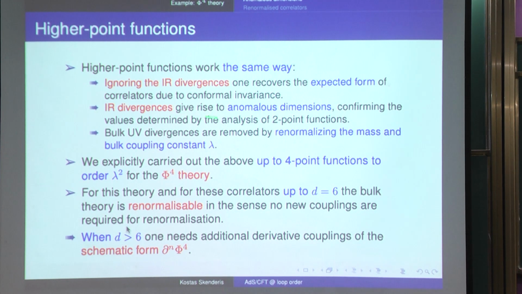If one ignores the infrared divergences, one recovers the expected form of correlators due to conformal invariance. But now, if you have infrared divergences, this gives rise to anomalous dimensions, and this turned out to be exactly the same as what you determined by the analysis of the two-point functions I just described. So that's a consistency check: you look at the four-point function, you see that you need to remove IR infinities, and that this introduces an anomalous dimension. It's exactly the same anomalous dimension. Of course, it had to be the case, but it also shows the consistency of the formalism.